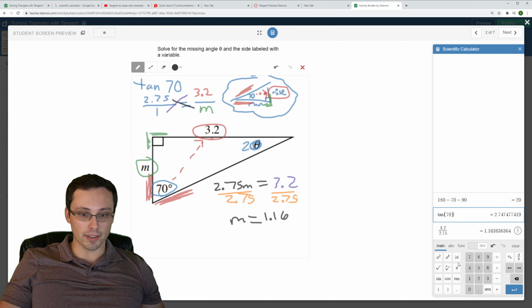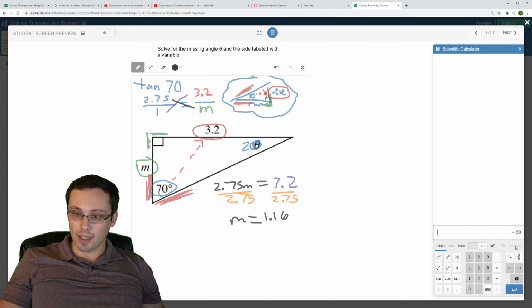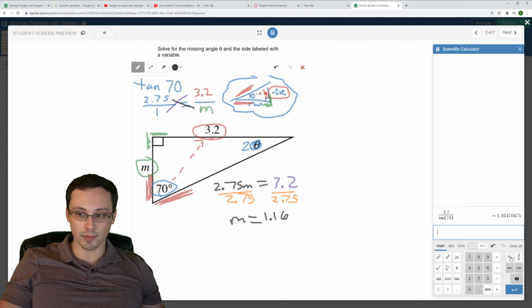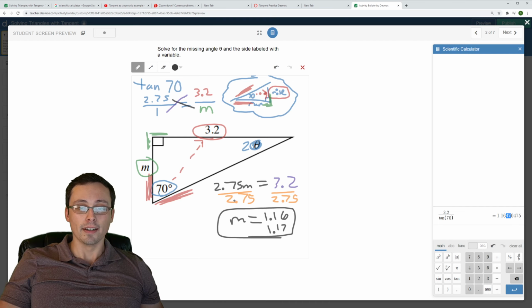So a different way you could do this is you could do 3.2 divided by, and then you could type in the entire thing, tan 70. If you type in tan 70, it's going to give you the entire big decimal thing here. But that still rounds off to about 1.16, although technically that would round up, the 7 would round that to a 7. So technically a slightly more accurate answer would be 1.17. But I'm not going to be real picky here about that.